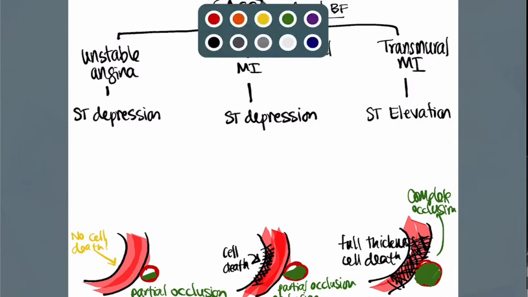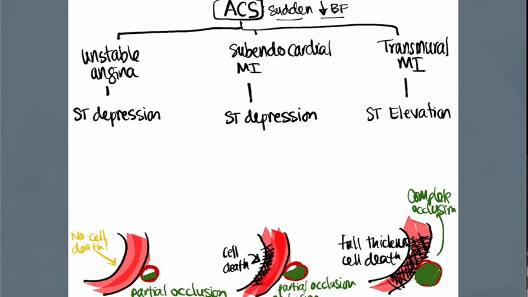Because of that, right, these can be called another name. This can be called a STEMI, which stands for ST segment elevation myocardial infarction. And this guy can be called a non-STEMI. You would never call unstable angina a non-STEMI because the MI in STEMI stands for myocardial infarction.